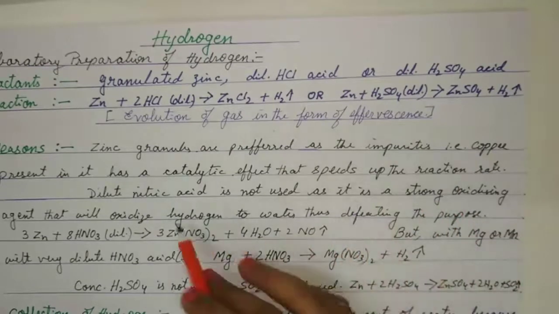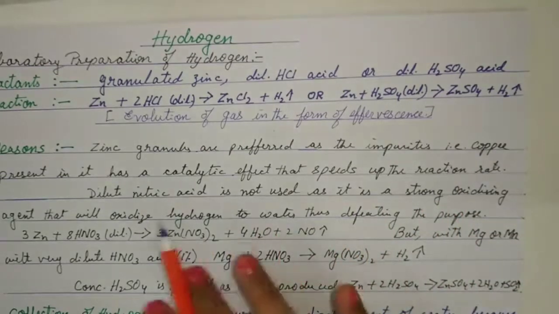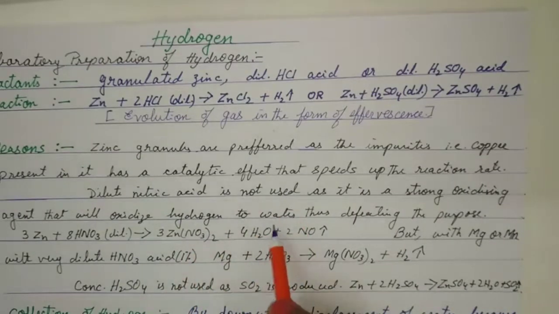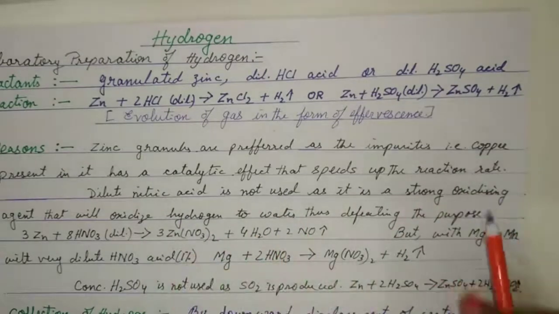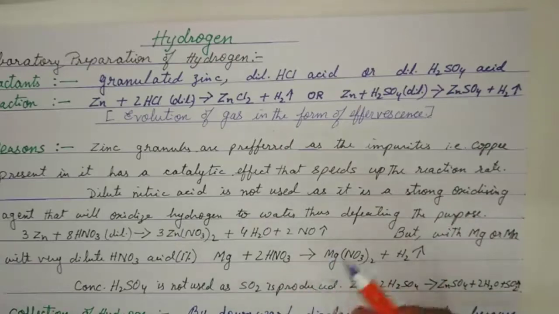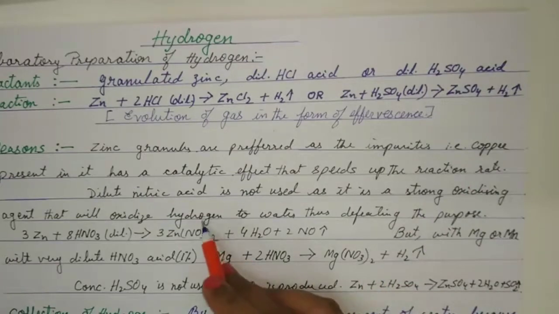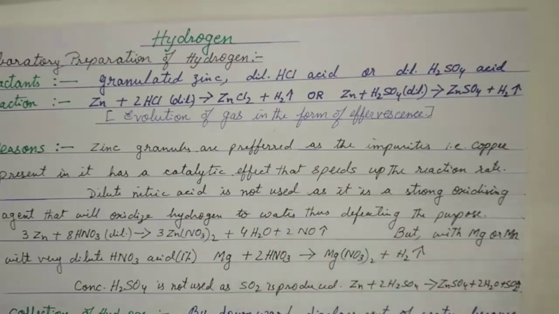We will not be using dilute nitric acid in this case because we all know it is a very strong oxidizing agent and it will not give you hydrogen. It will quickly oxidize hydrogen to water and defeats the purpose. Why? What are we looking forward to? We are looking forward to preparation of hydrogen, and hydrogen is quickly oxidized to water and our purpose is not fulfilled. So if it is dilute nitric acid with zinc, you are getting zinc nitrate, water, and you are also getting nitrogen monoxide.